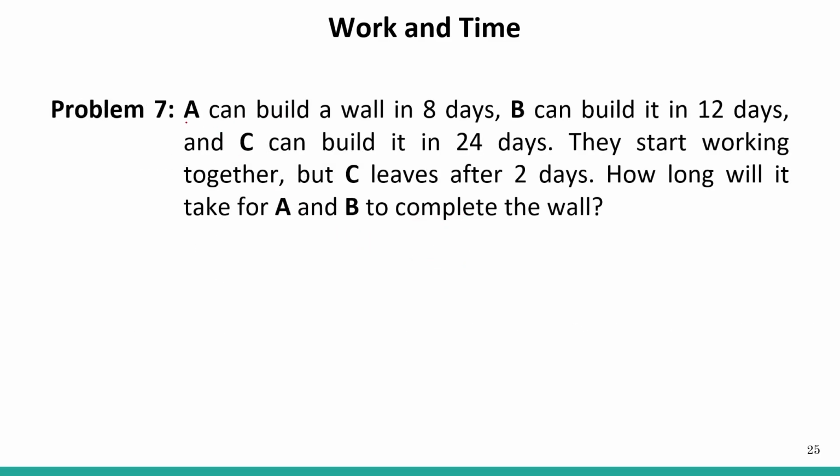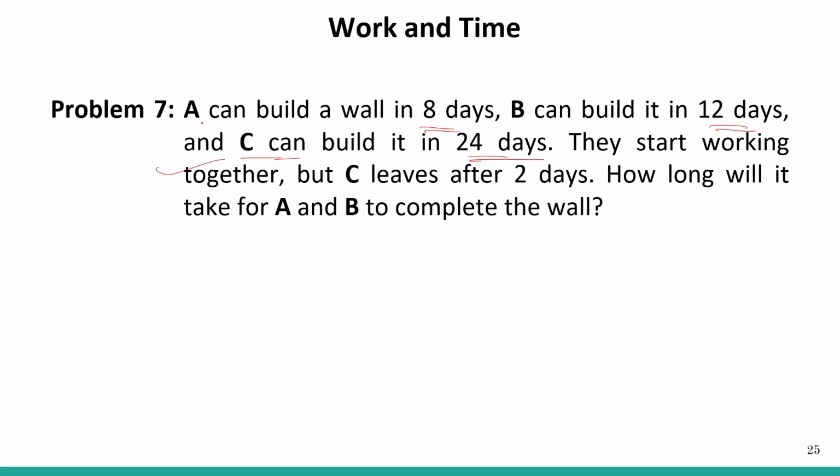Let's see problem number 7. If A can build a wall in 8 days, and B can build it in 12 days, and C can build it in 24 days, they start working together.